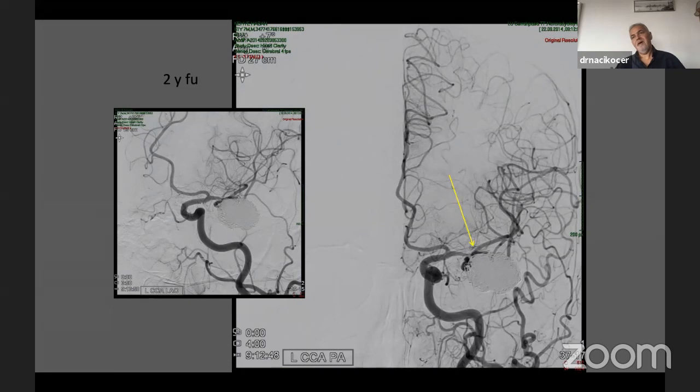That means the neck and parent artery pathology is more obvious than in the smaller or middle-sized ones.